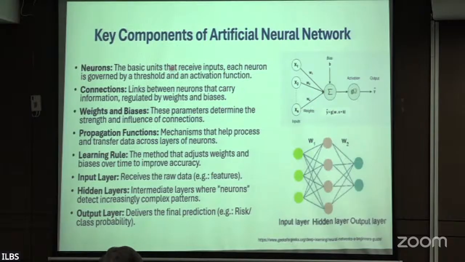Now, the key components, which we have already seen: the inputs are there, and the connections to the neuron. The neuron is the basic unit that receives the input. This is our artificial neuron. These are all connections, and connections are defined by the weight, that is the importance. The activation function ultimately maps the output; the value is mapped to the output level. The learning rule is the method that adjusts the weights and bias over time to improve accuracy.